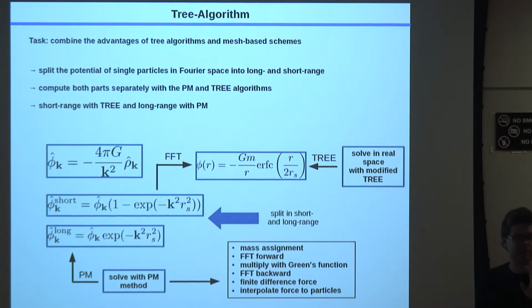And that's very efficient. It scales as n log n, because the tree is n log n, and the particle mesh is n log n. And that's more or less the most efficient you can do these days.